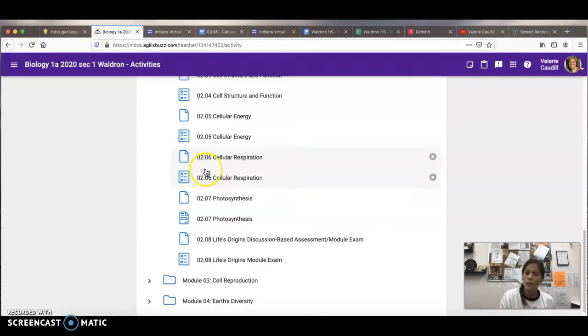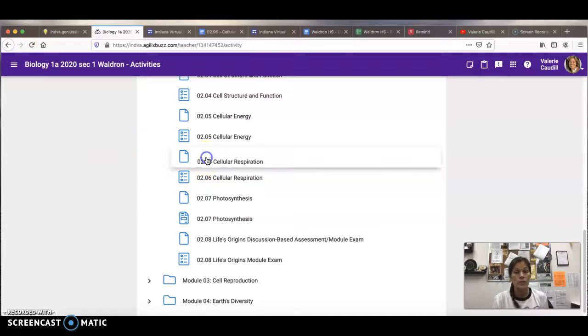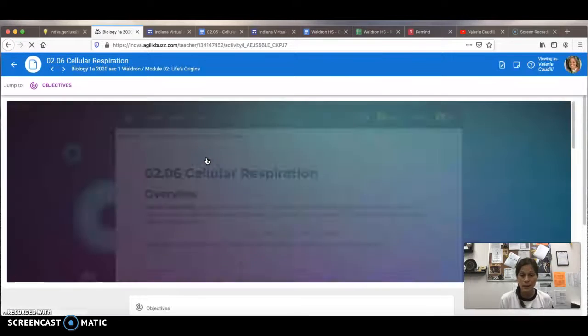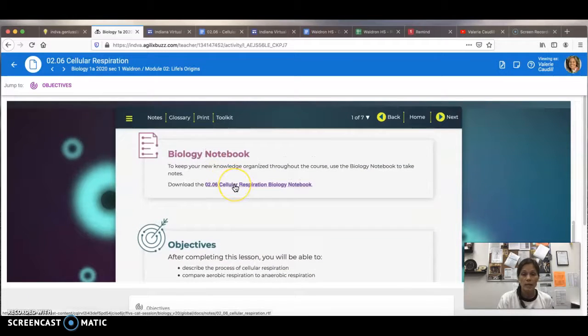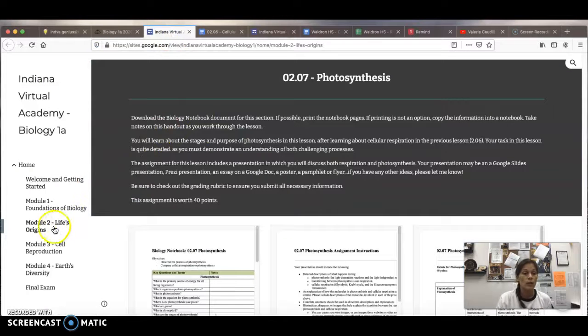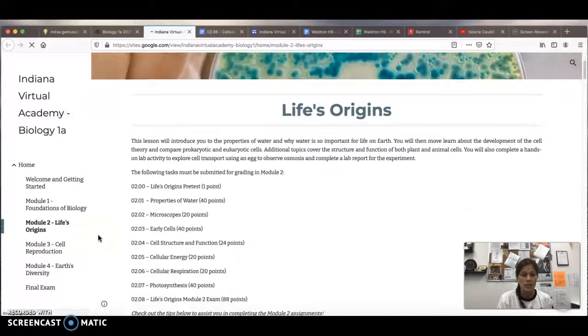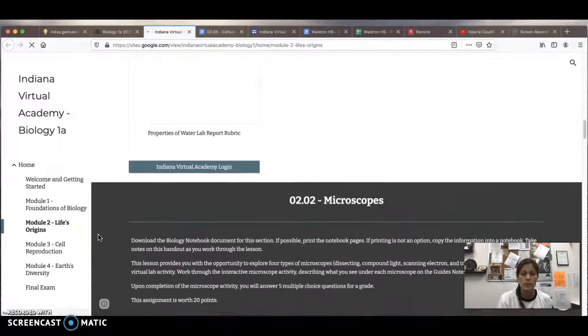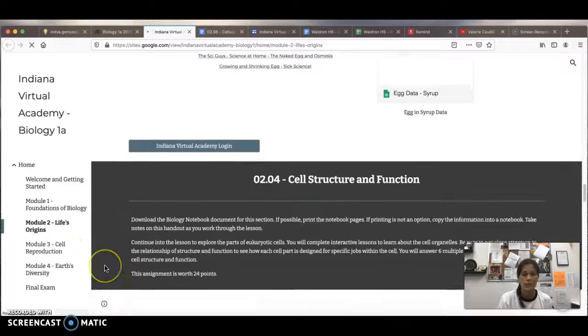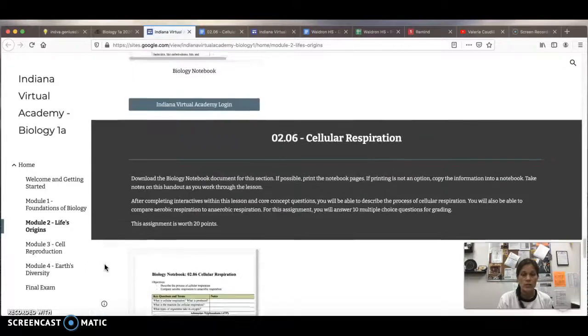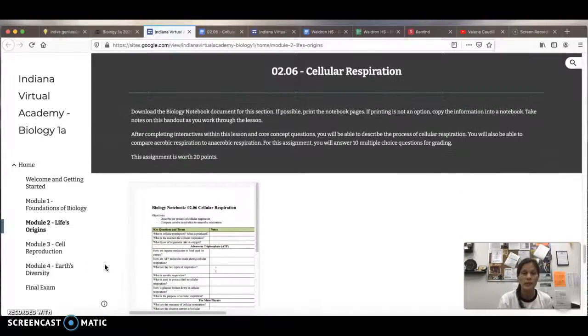So, when you are ready, go ahead and go to lesson 0206 and open the lesson content. Like always, we're going to scroll down to the bottom of this screen and open up that biology notebook. Feel free to open it up here for Word, or you can go over to our Google site and scroll on down to lesson 0206. My computer's being a little slow anyway. And you can open the Google Doc here for notes.